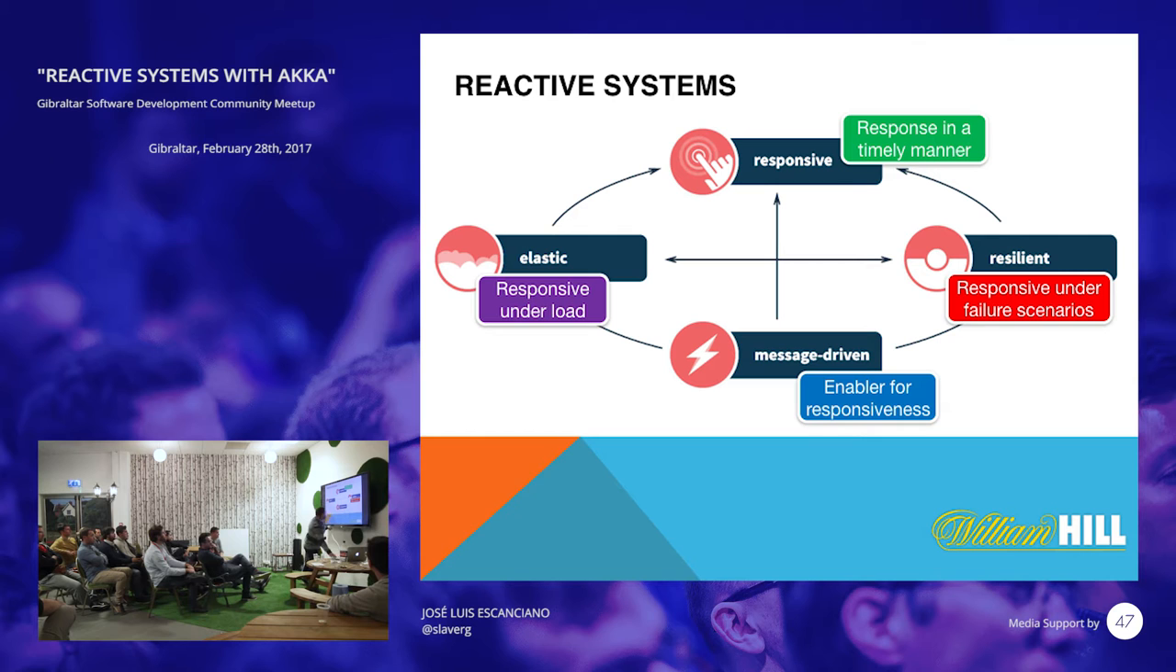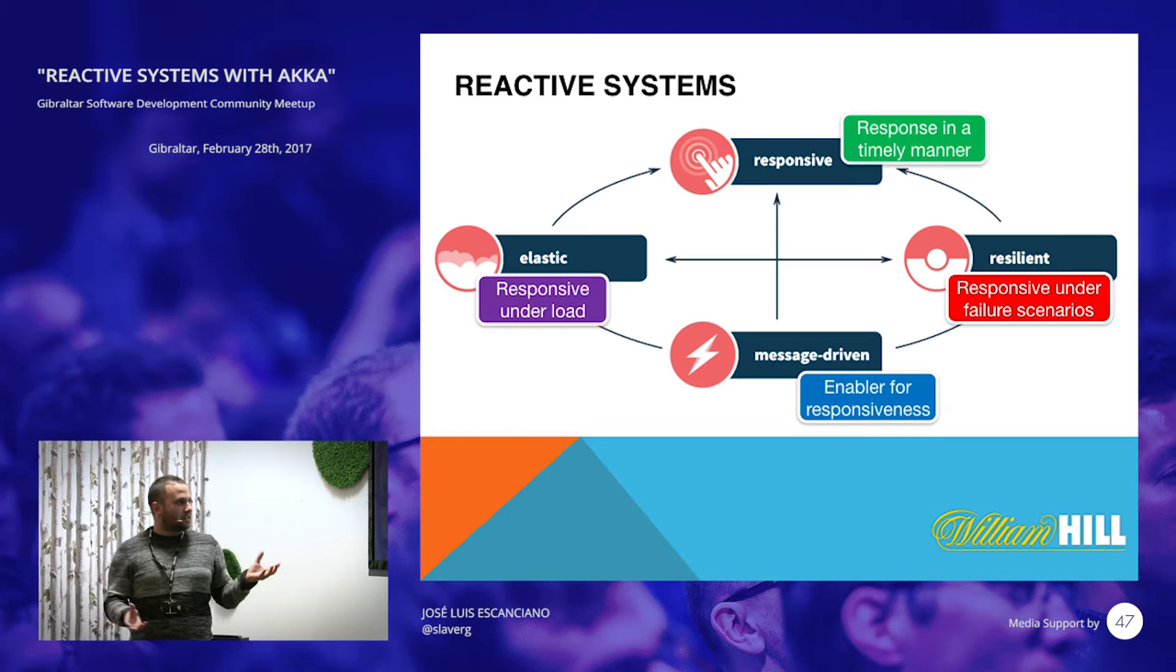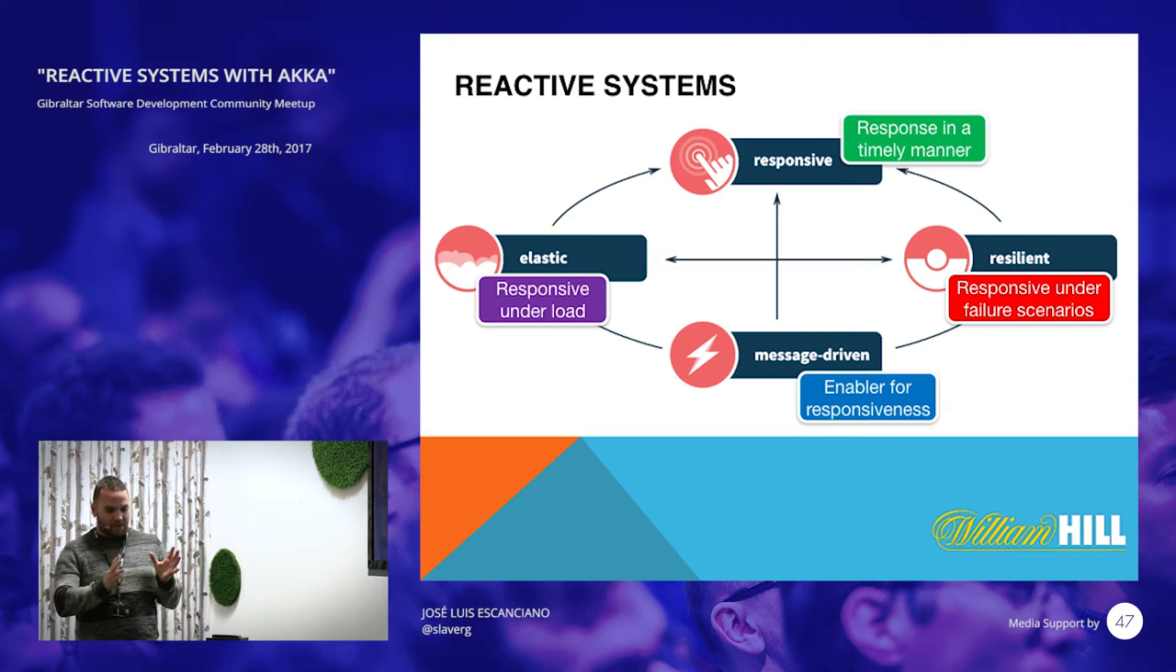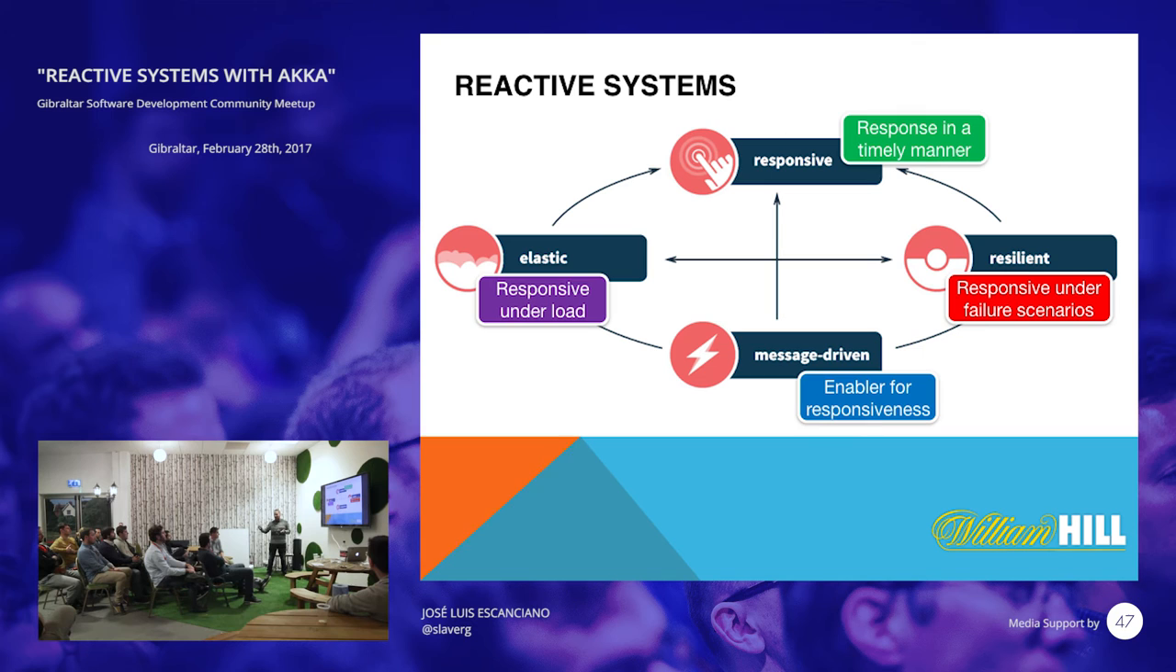The other property that we want to achieve with reactive systems is that they are elastic, in the sense that they are responsive under different amounts of load. Let me put an example here. The load of your system is not going to be ever constant. It's going to change. Why? Because, for example, in the betting industry, you can guess that on a Saturday afternoon there are a lot more clients coming into the web page because their teams are playing the matches. So you're going to have to serve much more clients.